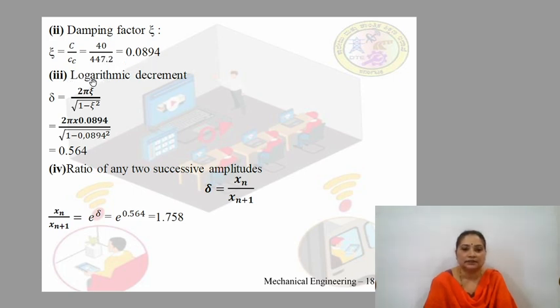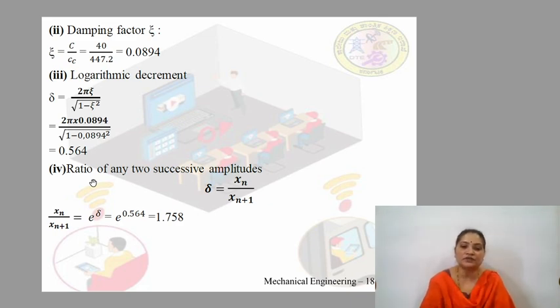The third is the logarithmic decrement. Logarithmic decrement delta is given as 2 pi zeta divided by square root of 1 minus zeta square. Here the value of zeta is substituted, that is 2 into pi into 0.0894 divided by square root of 1 minus 0.0894 square, so that the value of delta is obtained as 0.564.